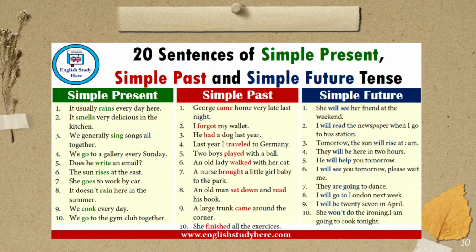So let's get to another examples. Sentences of simple present, simple past, and simple future tense. It usually rains every day here. So the highlighted word rains is our simple present. Another one in simple past, George came home very late last night. So came here is our simple past. Another in simple future, she will see her friend at the weekend. So the future tense here is will see.